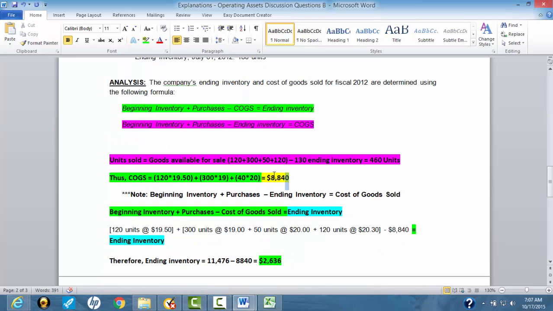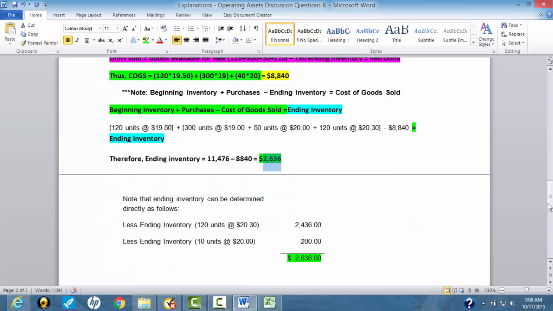Now if cost of goods sold is 8,840, we can plug it into the above formula to get ending inventory. Beginning inventory is given to us as 120 at 19.50. These are the purchases. We have all the information provided, minus the cost of goods sold we've calculated as 8,840. We do the calculation of all of this and we get 2,636 as before. So this brings us to the end of our analysis of operating assets questions.